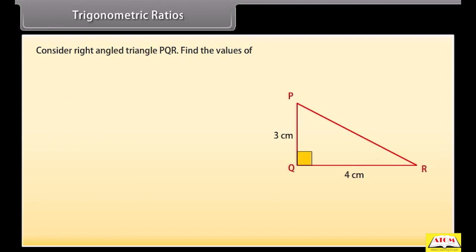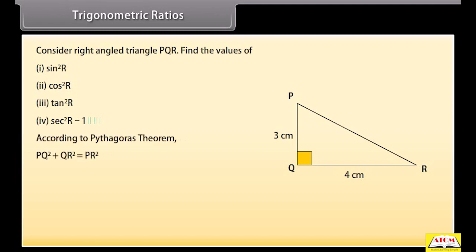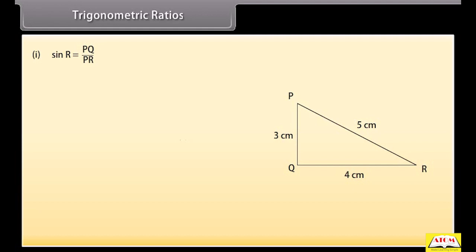Consider right-angled triangle PQR. Find the values of sin square R, cos square R, tan square R, sec square R minus 1. According to Pythagoras' theorem, PQ square plus QR square is equal to PR square. By substituting the values, we get 3 square plus 4 square equals PR square. Now, by calculating it, we get PR is equal to square root 25, which is 5 centimeter. Now, sin R is equal to PQ upon PR, which equals 3 upon 5. Sin square R is equal to 3 upon 5 whole square, which is 9 upon 25.